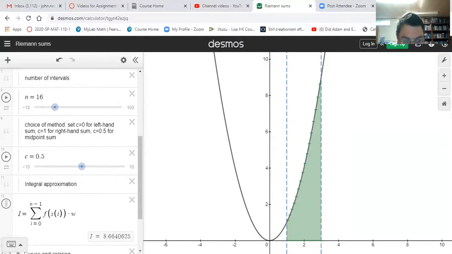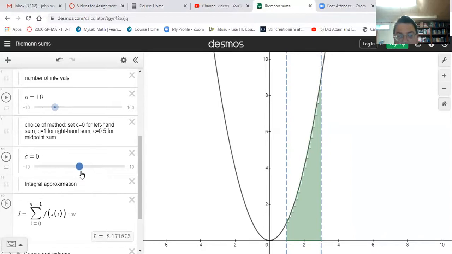So here's the midpoint rule. This is actually very close. The actual answer is 8 and 2/3, so it's like 8.6 repeating. So that midpoint rule with 16 rectangles comes really close. And it's even converging pretty good with left hand endpoint. So 8.17, right hand 9.17.